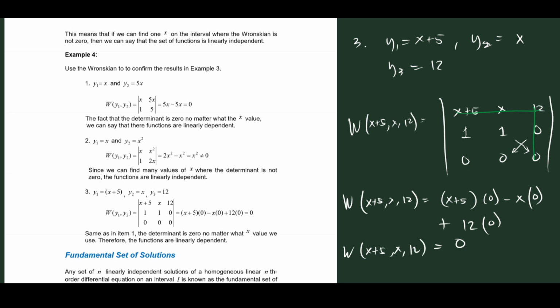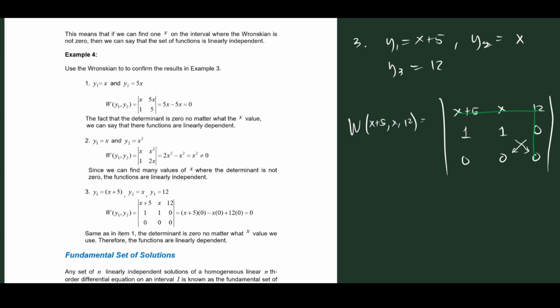So the Wronskian is equal to 0 no matter what x value in the interval negative infinity to positive infinity. It will always be 0 no matter what x value you choose within that interval. Okay, so therefore this is linearly dependent. So we've confirmed our results from the previous lesson, and that's how you use the Wronskian.